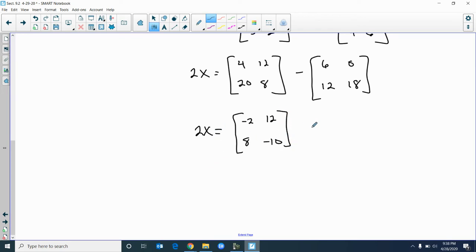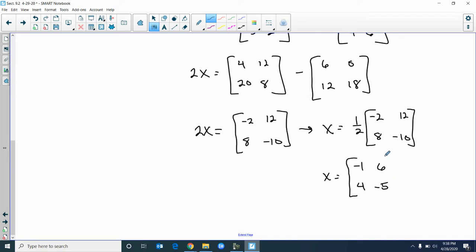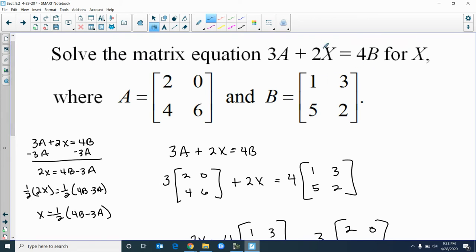Now, the last thing we need to do, we said x is going to be 1/2 times that matrix. So in the end, x equals 1/2 times negative 2 is negative 1, 6, 4, negative 5. Okay, so that's how we solve that matrix equation where A, X, and B all represent matrices.